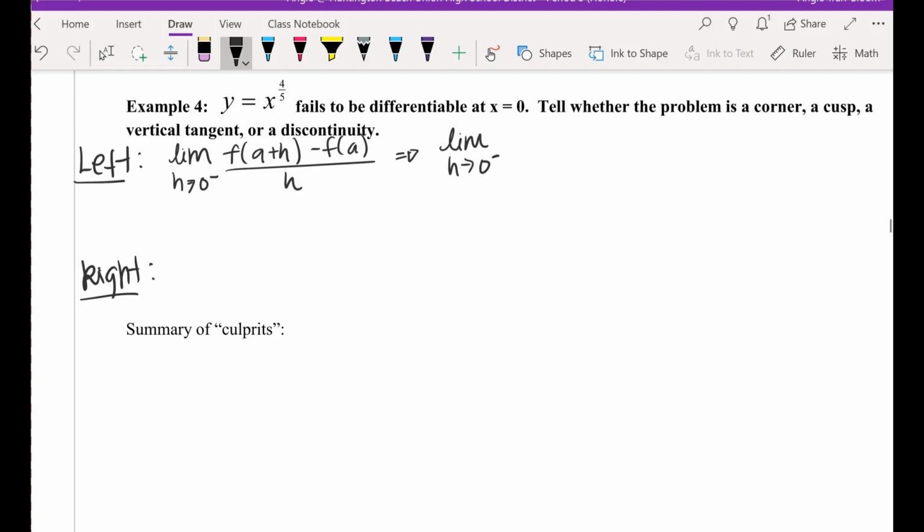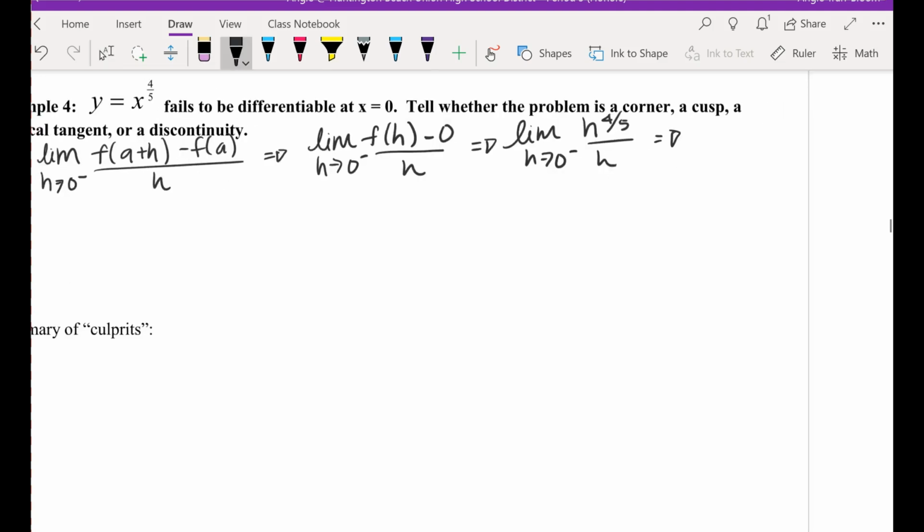What is h approaching? 0. What's your a value? Also 0. Okay, so that means this is left, which is f of h. Well, what happened when you plug in 0? What's f of 0? 0 to the 4/5 power is 0. Okay, so when you plug in h, you get the limit as h approaches 0 from the left. Would you agree that that's just h raised to the power 4/5 divided by h? When you're subtracting the exponents, what's left? Yeah, 1 over h to the 1/5.